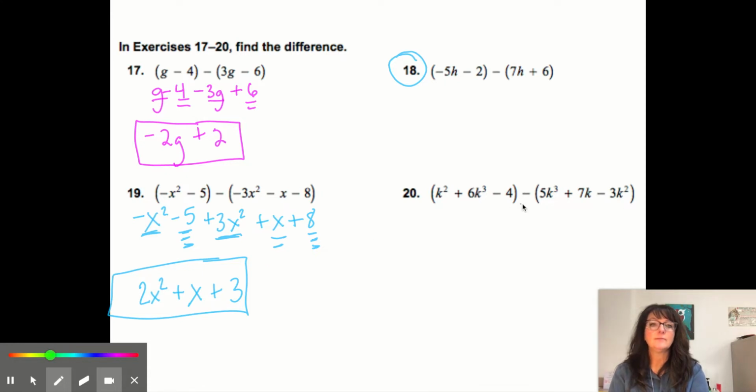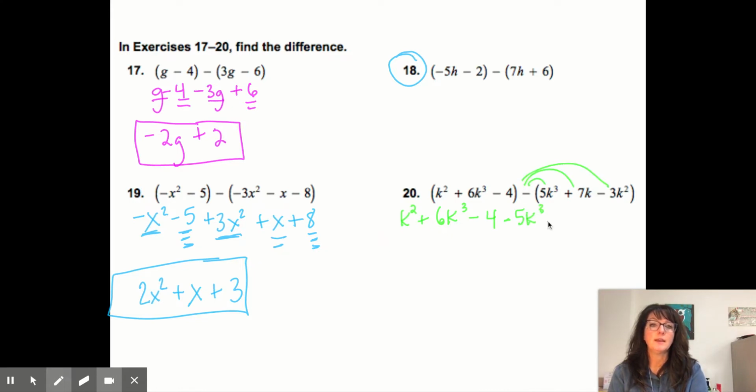And finally, this one, let's rewrite it. So k squared plus 6k cubed minus 4 minus the 5k cubed. So what I'm doing, it's kind of like distributing a -1, okay? -7k and a positive 3k. This is a really important step when it's preceding the subtraction.